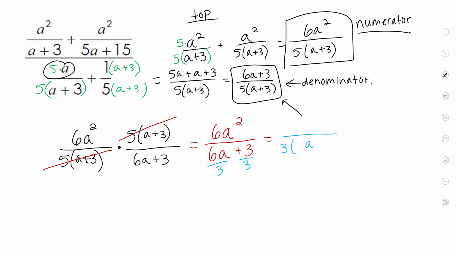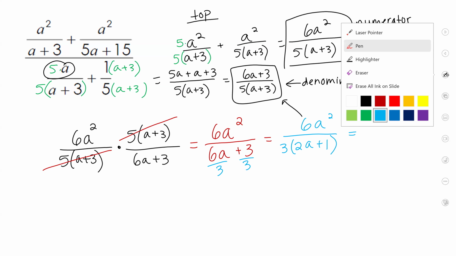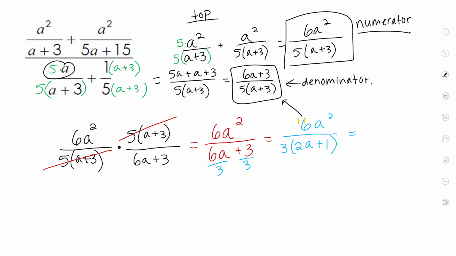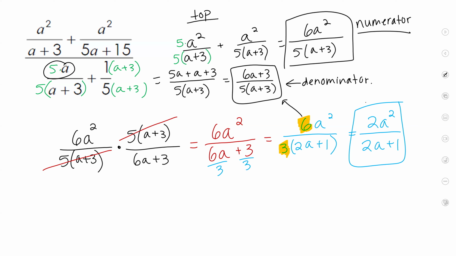So 3 is on the outside. 6 divided by 3 is 2, so this will be 2a plus 1. And then I have 6a squared on the top. You can simplify the 6 and the 3. So this will become 2a squared over 2a plus 1. That's your final answer. The reason why you can't just cancel stuff out, that's like trying to do this. You can't do that.